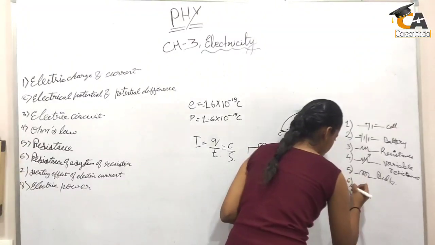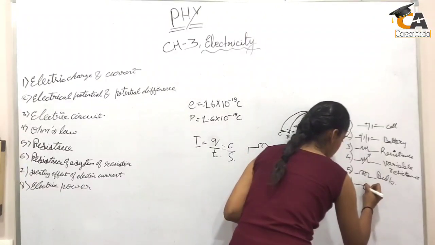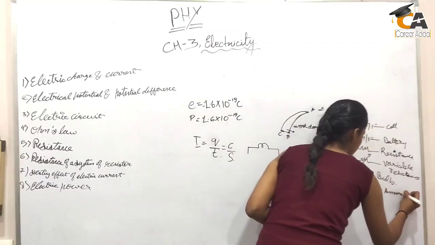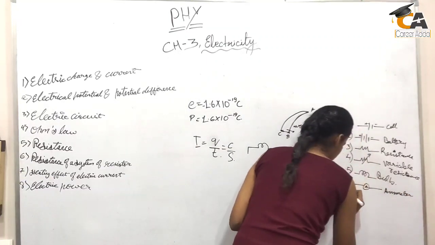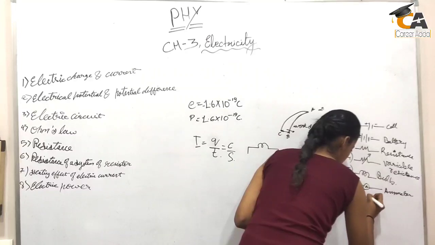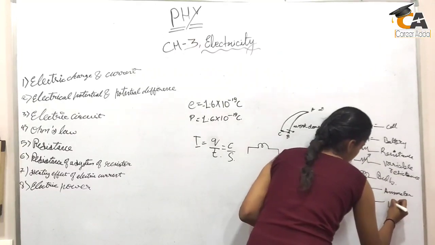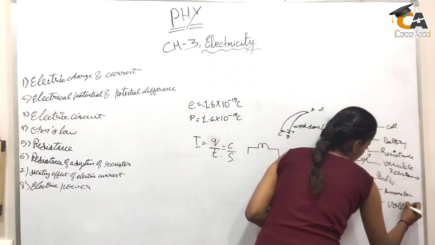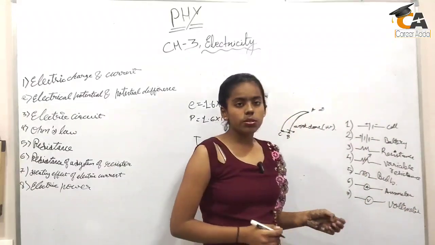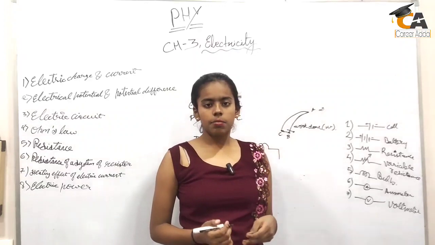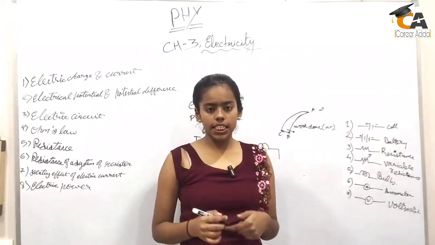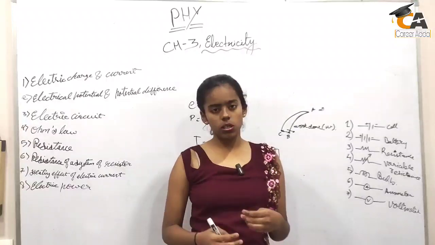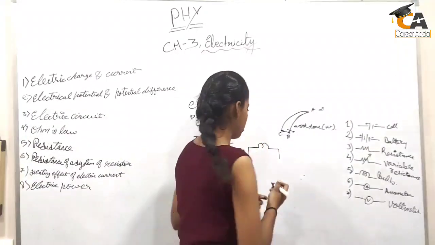Sorry, I missed two more. This is an ammeter, and this is a voltmeter. Ammeter is used to measure the amount of current present in the circuit, and voltmeter is used to measure the amount of voltage present in the circuit.